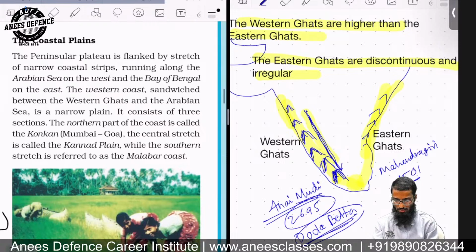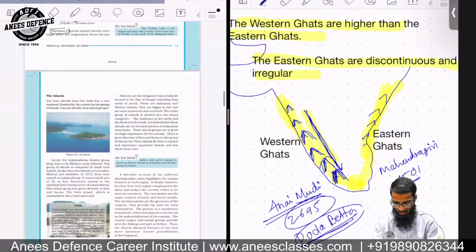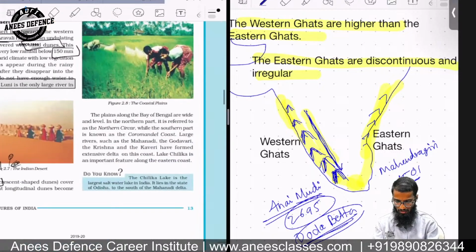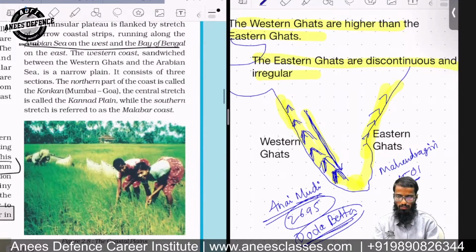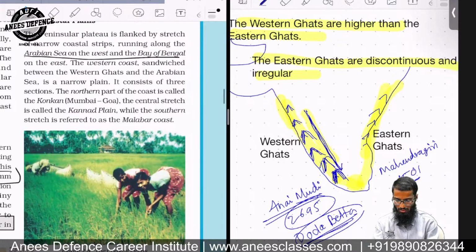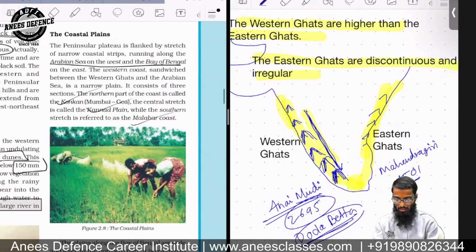Coastal plains. The peninsular plateau is flanked by a narrow coastal strip along the Arabian Sea. We can continue and end the chapter today, as we have completed 2 chapters. The western coastal plains are known by different names like Konkan, Kannad, and Malabar coast. The Konkan plains cover the Mumbai and Goa part, then the Kannad plains and Malabar coast.